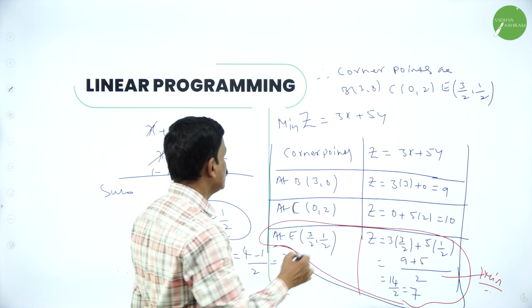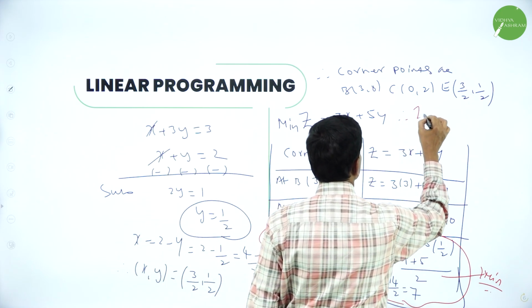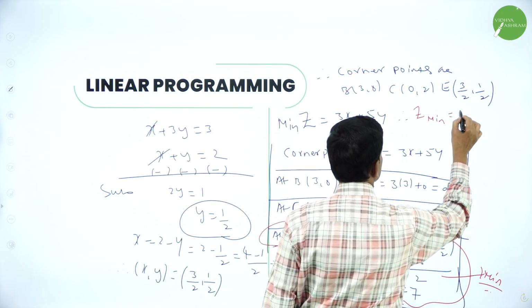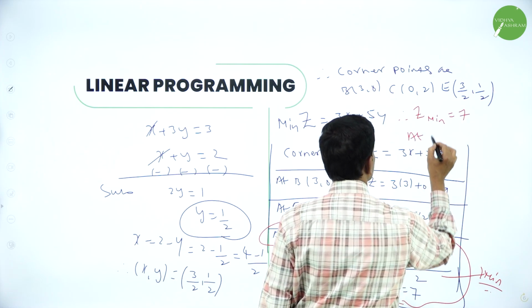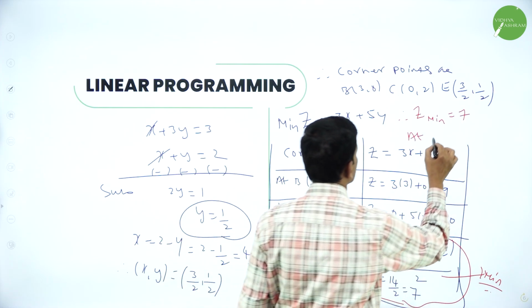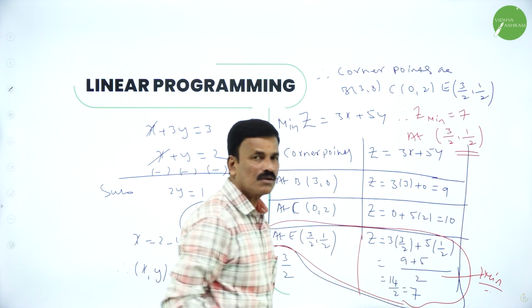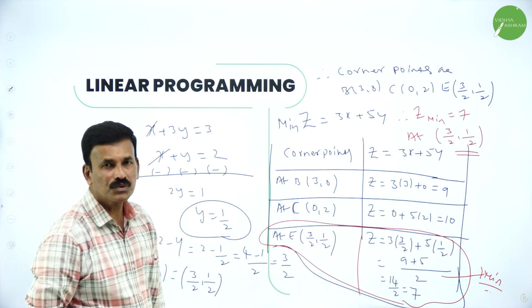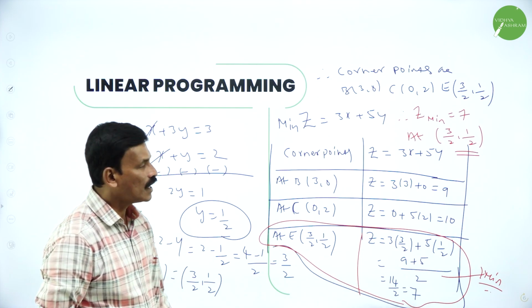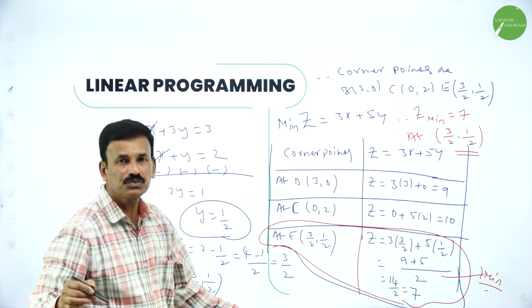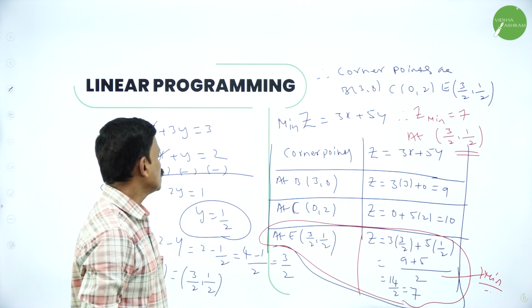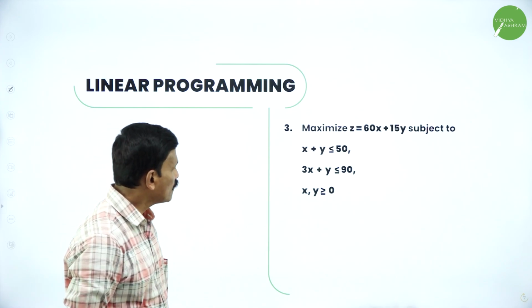So conclude it. Therefore Z minimum is equal to 7 at the point 3 by 2 comma 1 by 2. That's it. This is how we are going to solve this problem. Minimum of Z is 7 at 3 by 2 comma 1 by 2. That's it. Now move on to the next problem.